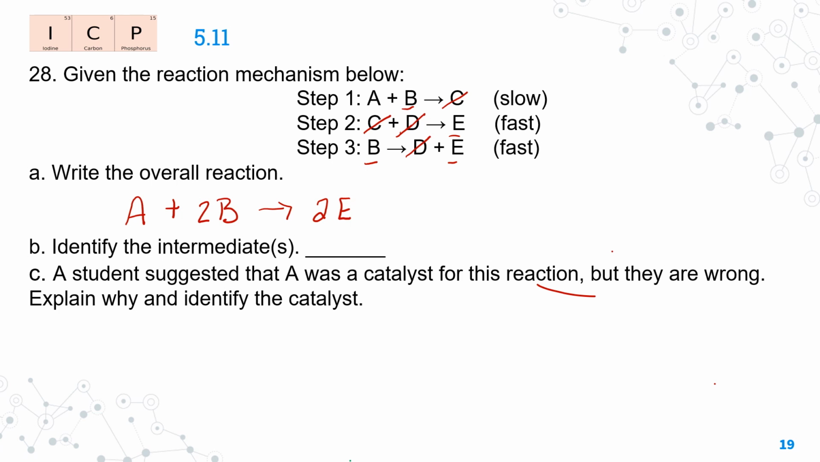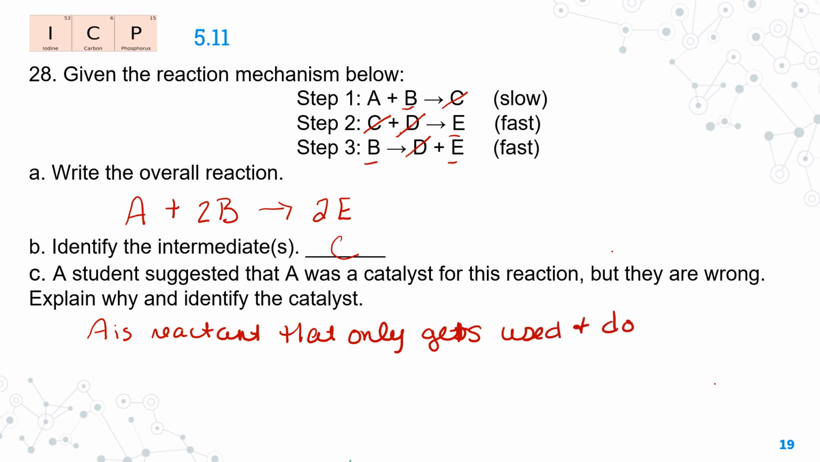My intermediate here is going to be C. And then D, it says students suggest that A is a catalyst for this reaction, but they're wrong. Explain why and identify the catalyst. Well, the catalyst gets consumed and reappears. A is a reactant that only gets used up and does not reappear.